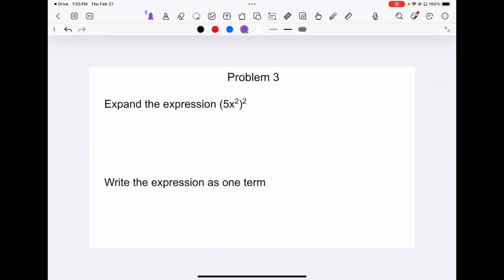Expand this expression. 5x squared, squared. That means I have 5x squared times 5x squared. Now I have the 5 and the 5, so two 5s, so that's 5 to the second power. And then x squared and x squared, I can multiply them and add the exponents because they're the same base. So it's 5 squared x to the fourth power. So here, when you're multiplying, I can take this exponent to the coefficient and to the variable.